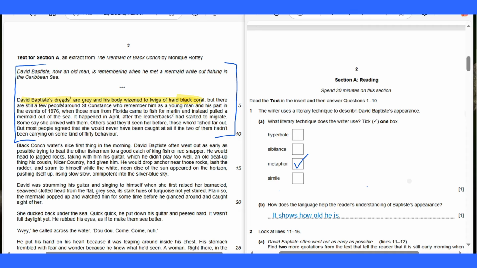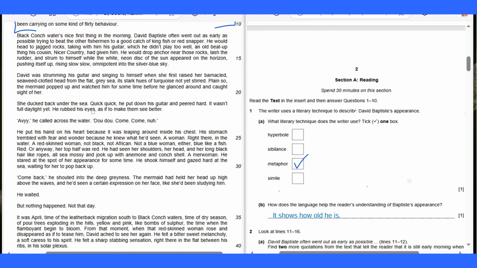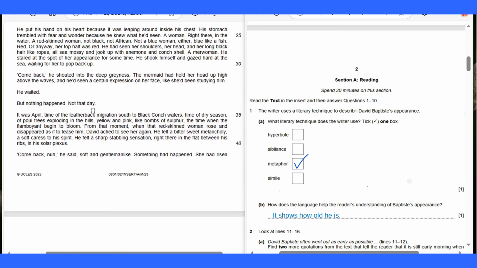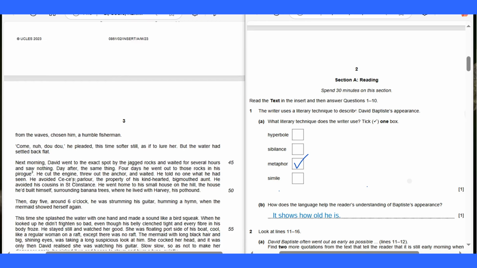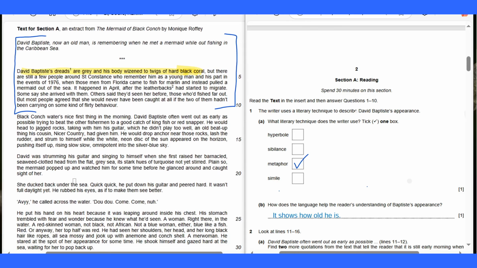David Baptiste's dreads are grey. Dreads is a type of hairstyle, and then his body wizened to twigs of hard black coral. All this can show that he is really skinny or wrinkled. Alright, let's move on.